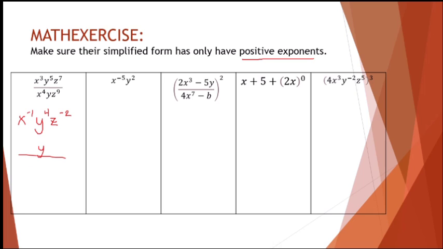We reciprocate the terms that are raised to a negative power. So we have x to the 1, which we don't need to write obviously, and z squared, which we make positive, 2. So we have y raised to the 4th power over x z squared. This is our simplified form.